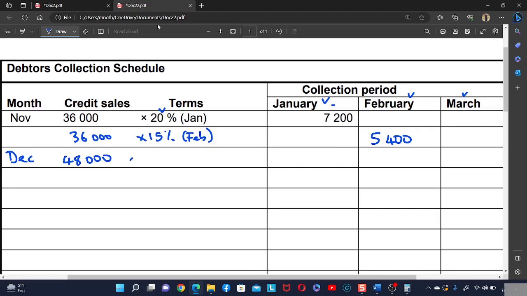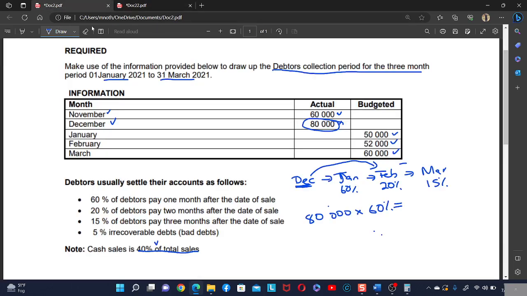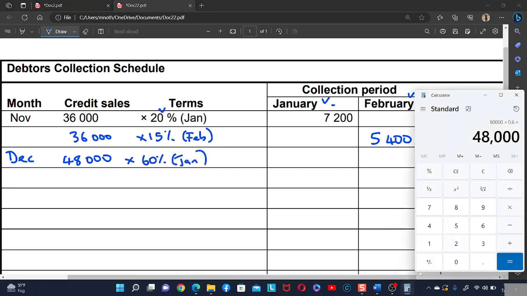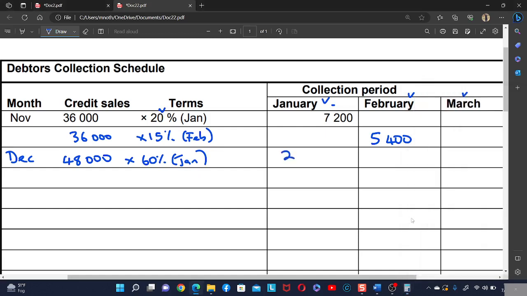Right now, 60% is going to be paid in January. So 48,000 multiplied by 60% is going to be 28,800, right?